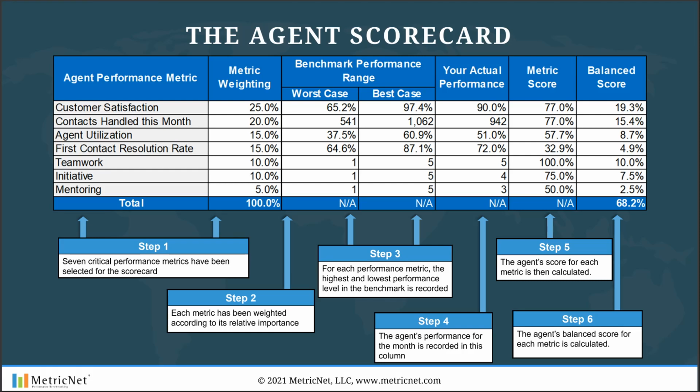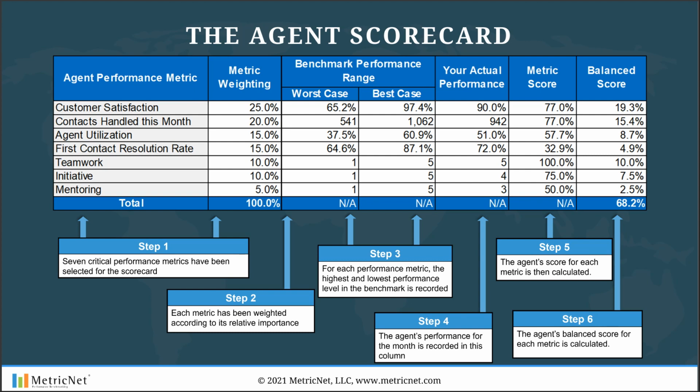Instead of sitting down and going through 4 calls with an agent, grading them on those 4 calls, you would actually give them a more holistic review that looks at customer satisfaction, which is a quality metric, contacts handled, which is a productivity metric, agent utilization, also a productivity metric, first contact resolution, a quality metric, teamwork, initiative, and mentoring, subjective metrics, but they do make a difference.